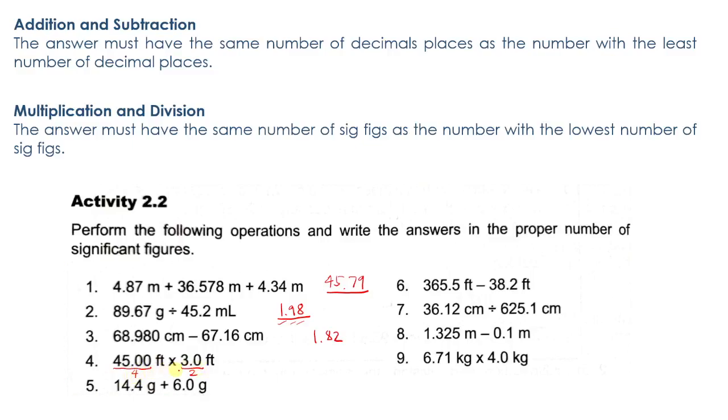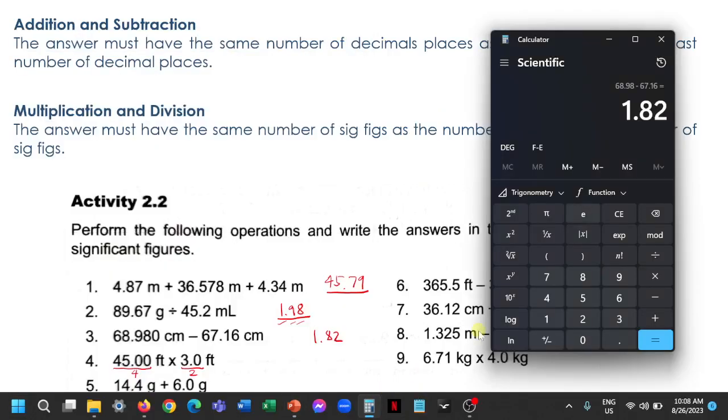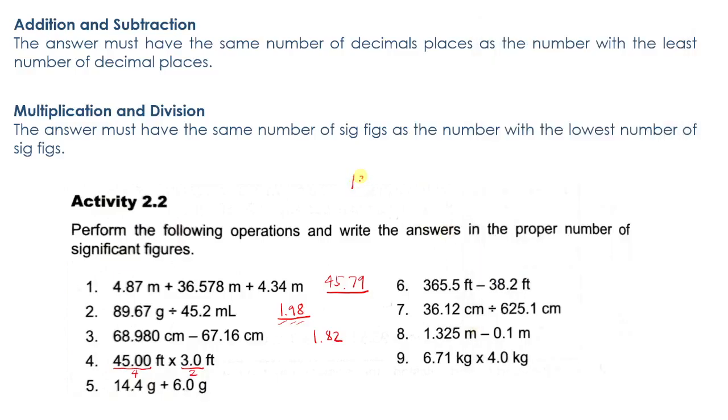And again, the answer must reflect the lowest precision. So this is a very low precision measurement, and the answer must reflect this degree of precision. So for this, we have 45.00 times 3.0. Now this is 135. So let me write this down. 135. Again, we only have 2 significant figures for this, and the answer must also have 2 significant figures.